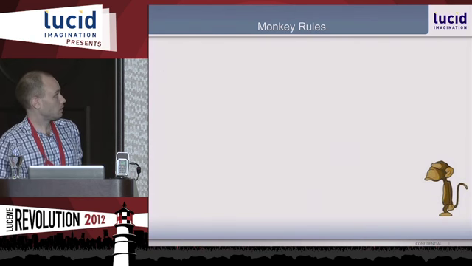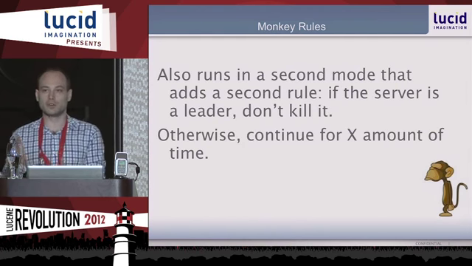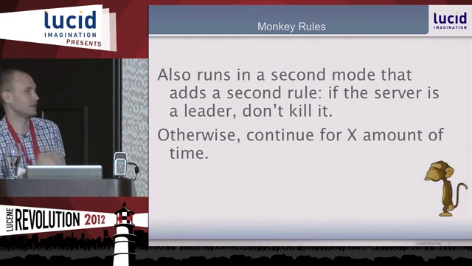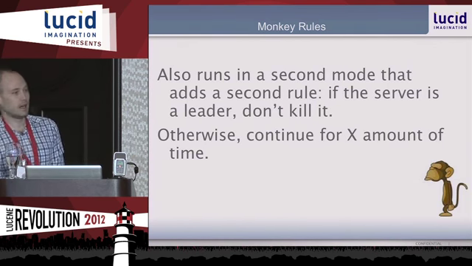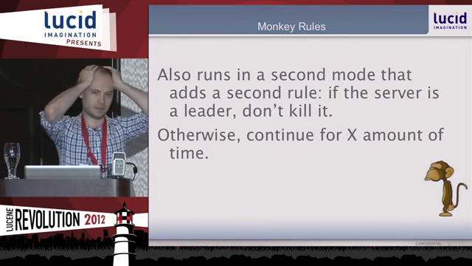So we run it in two different modes. In one of the modes, it kills leaders, which is kind of the more complicated case, like I said. In another mode, it doesn't kill leaders. This is kind of important because this test is hellish to debug, right?